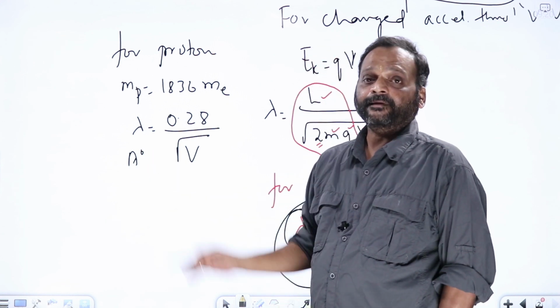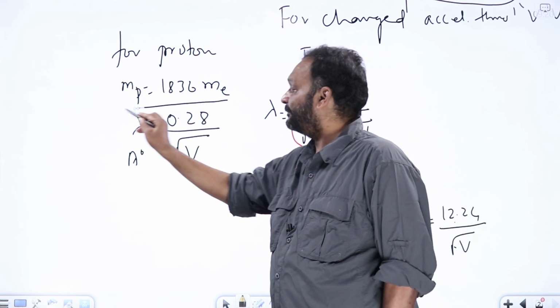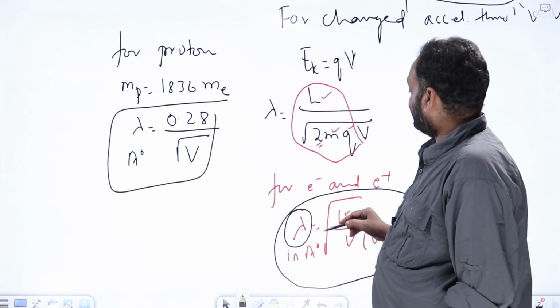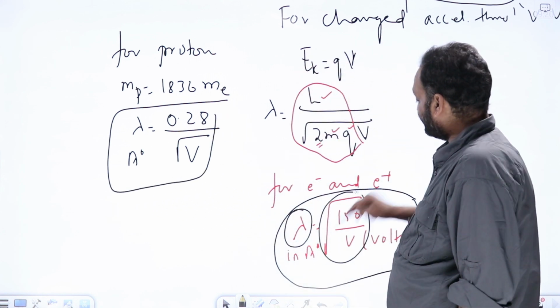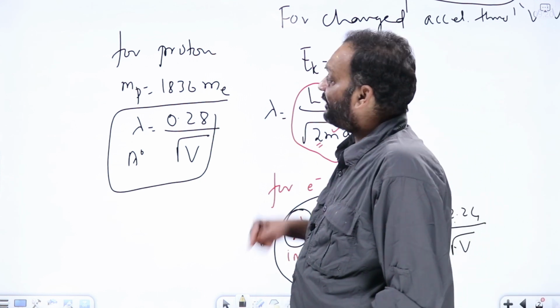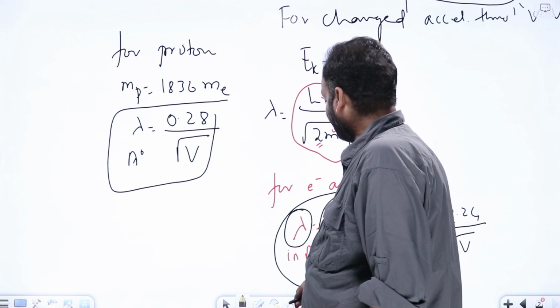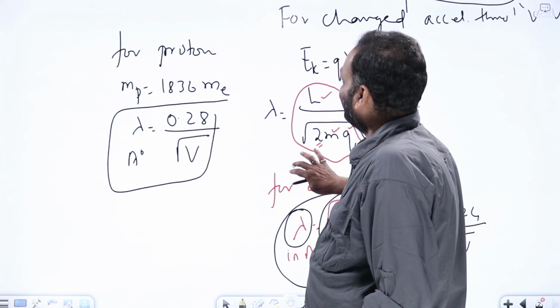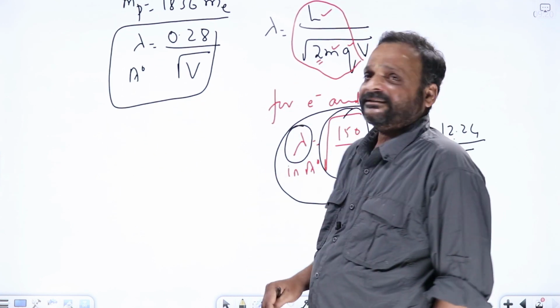This formula is applicable only for a proton, and that formula is applicable only for electron and positron. Okay, next one, for an alpha particle. What is an alpha particle? An alpha particle is a packet of two protons and two neutrons.